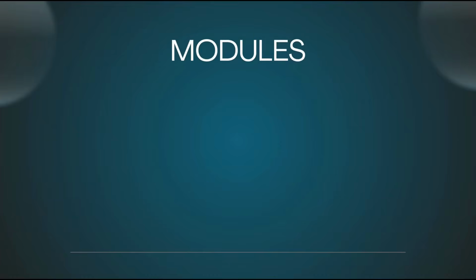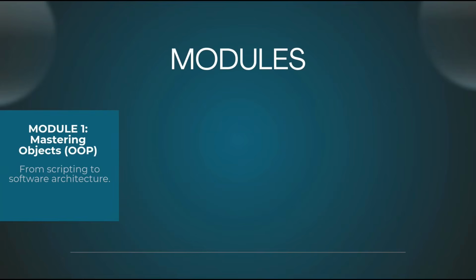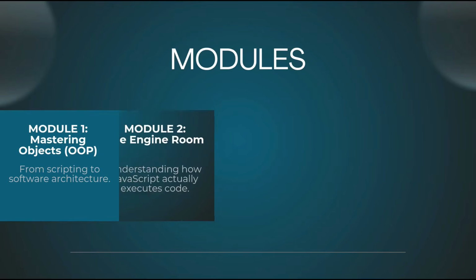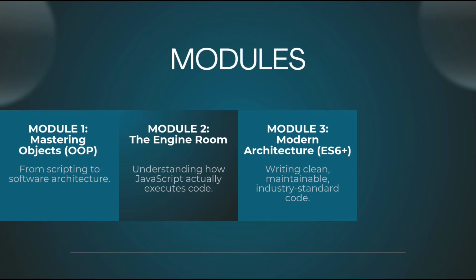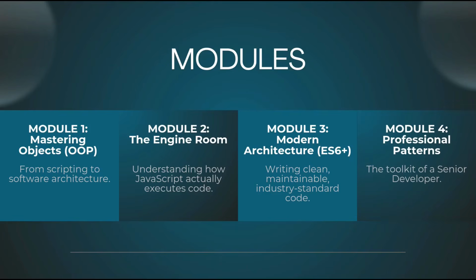So this series is divided into 4 main modules. In the first module, we'll be talking about object-oriented programming. Then we'll be understanding how JavaScript executes code. We'll be looking at modern and clean architecture. And finally, in the final module, we'll be looking at how senior developers actually build applications in JavaScript.